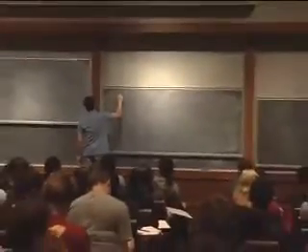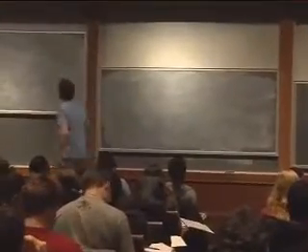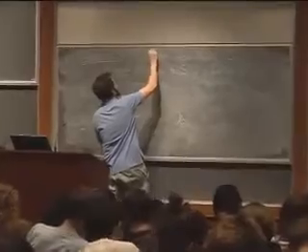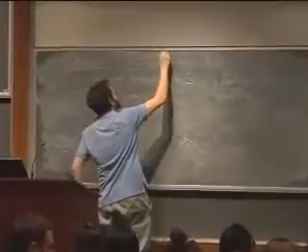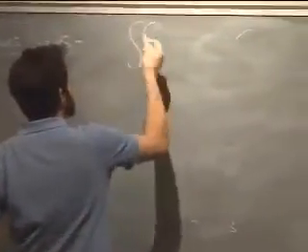Oh, and by the way, S has to be orientable. I should say, S orientable. Otherwise, there's no unit normal field N. So here's what Stokes says.